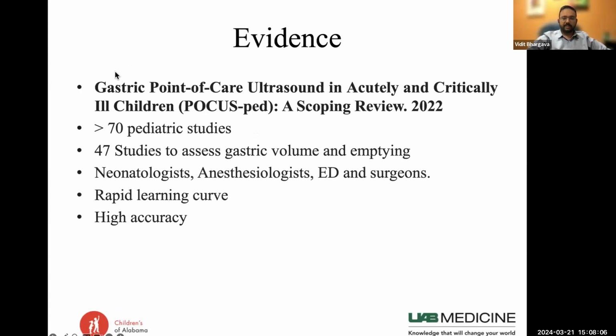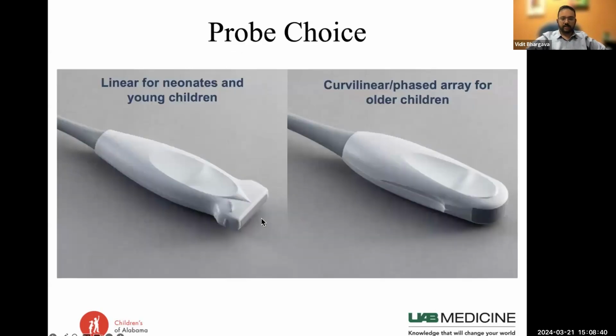There's pretty rich evidence in the literature. There are over 70 pediatric studies, I think, outside of lungs and heart. I think this is probably the most well-studied area in point-of-care ultrasound. Out of those 70 pediatric studies, 47 studies looked for gastric volume and emptying. It has been done by a bunch of different clinicians, from neonatologists to the surgeons. It's generally pretty easy to learn this and provides a good degree of accuracy. So I think there's rich evidence to support this in practice.